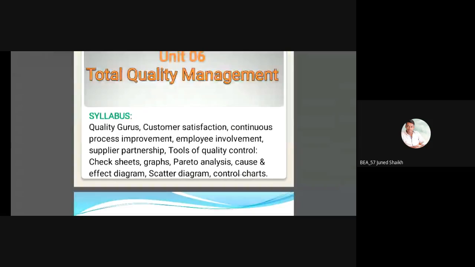After that, tools of quality control. This is a very important factor, so I think tomorrow we will start that point. Tools of quality control. These are the basics, already we know, but whatever the important factors are, we will discuss. Different charts, different analysis tools: bar chart, pie chart, scatter diagram, Pareto chart, cause and effect diagram.